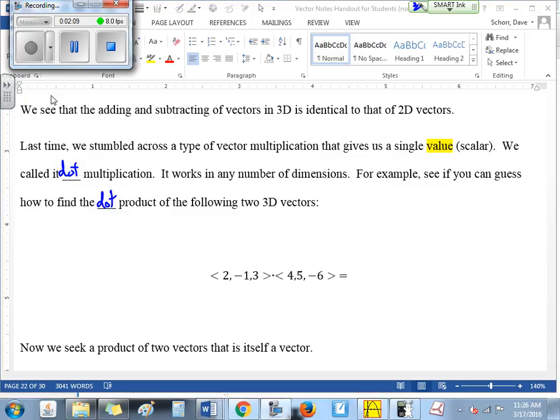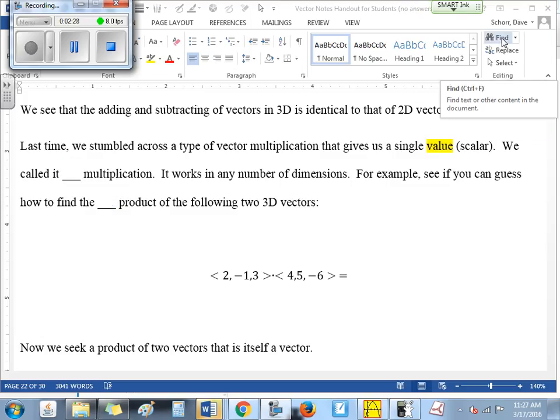Did you get negative 15? So it's 2 times 4, 8. Negative 1 times 5, negative 5. And 3 times negative 6, negative 18. Let's see here. Now, dot products are pretty easy, right?